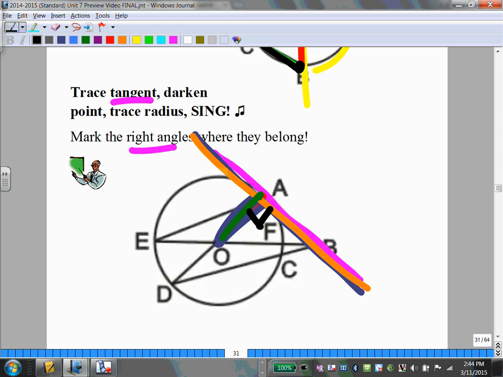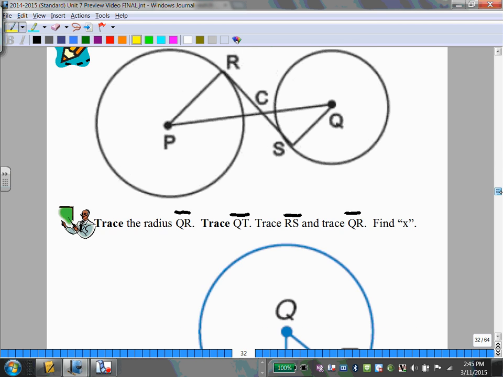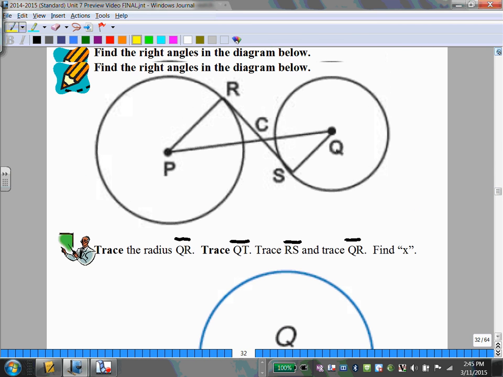Now I'd like you to trace a right triangle. That's where this is going to come into play: your right angles are going to play into right triangles. Let's do a couple examples here. We'll do 2 of them.